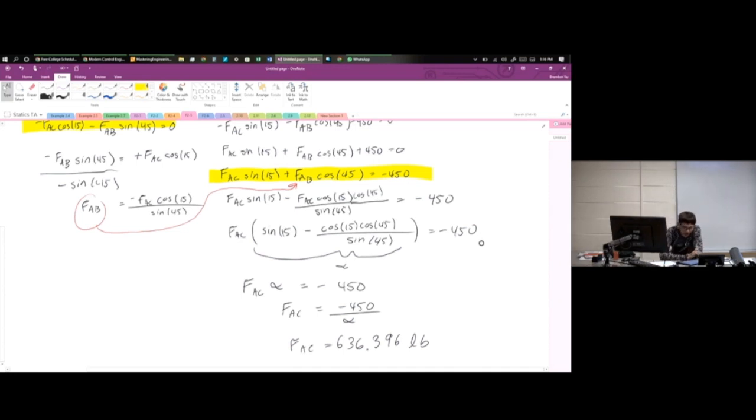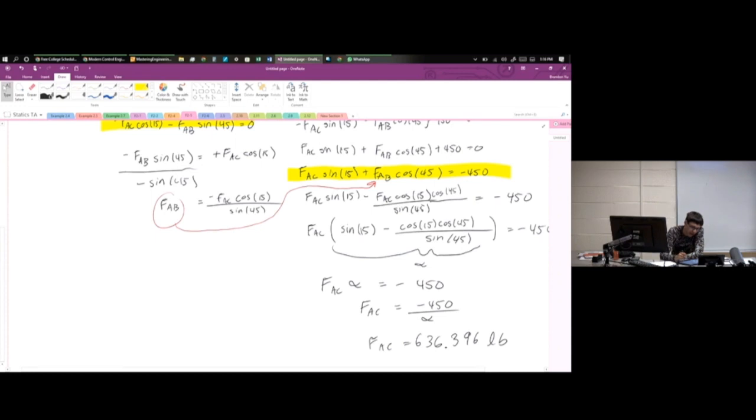So after that, we can choose to plug FAC back into here, and you can solve for FAB by just plugging it in, because cosine and sine will be a constant value. So you're going to get that it's going to be negative 869.333, right?